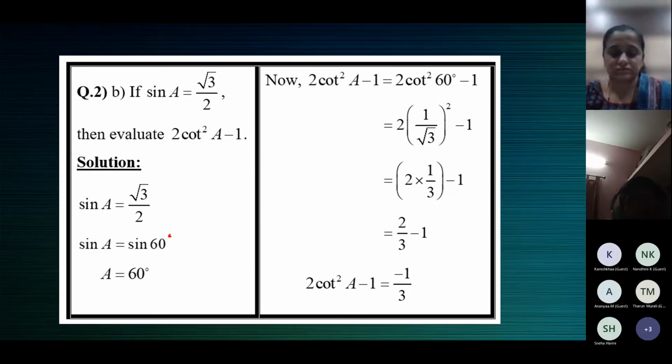Finish, children. So sine A is equal to root 3 by 2. Sine 60 is root 3 by 2. So instead of root 3 by 2, we write sine 60. On comparing both sides, we have A is 60 degrees. So 2 cot square A minus 1 means 2 cot square 60 degrees minus 1.